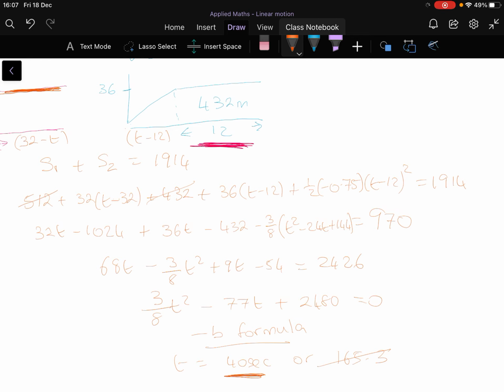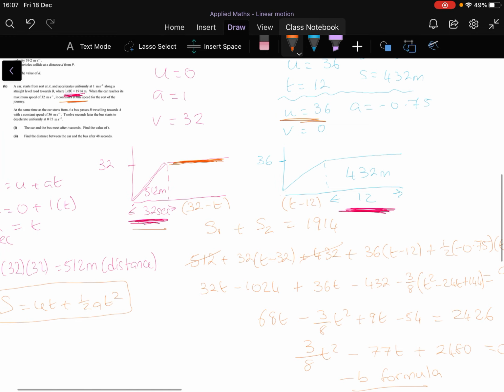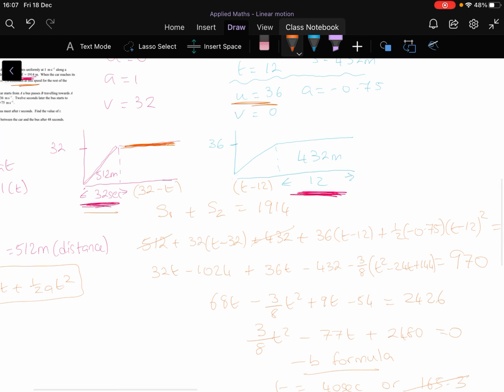And that is my answer then for that section B, part 1. So the last section then, it says find the distance between the cars and the bus after 48 seconds. All we're doing there is using our S formulas, and our S formulas are written here. There are two S formulas. I'm going to substitute it in there and I'm going to add them together.